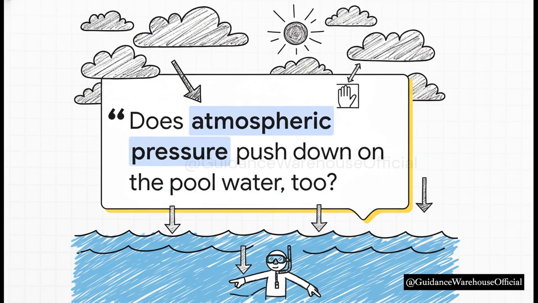Wait, does atmospheric pressure push down on the pool water too? The answer is absolutely yes. Fluid pressures stack on top of each other. So if you dive 10.3 meters underwater, you're actually experiencing 2 total atmospheres of pressure. 1 entire atmosphere's worth of weight from the water itself, plus the 1 atmosphere of weight from the air pushing down on the surface of the pool. Both of those weights are pressing on you.